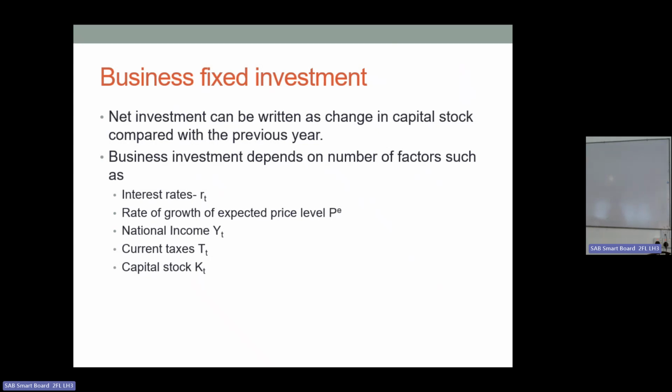Price expectation. Income is also one factor, national income, GDP. If there's growth in output, that will affect investment. Higher growth, higher income level: when income level increases, investment is also encouraged. And taxes, corporate taxes, are another factor. High tax is not a conducive factor for investments. Some corporate taxes will discourage private investment. And the capital stock is another factor, right?